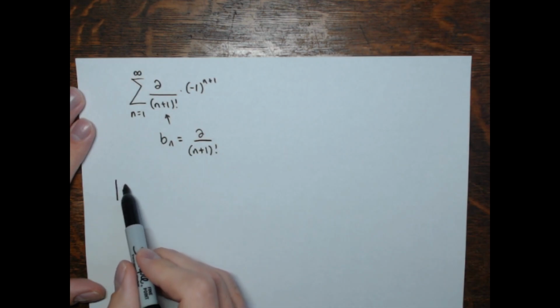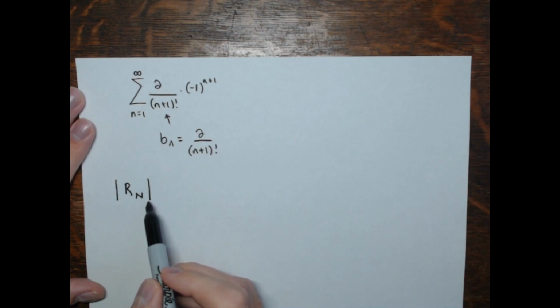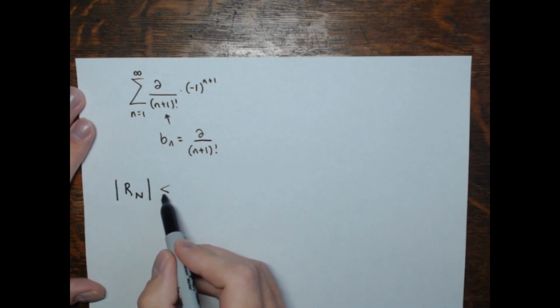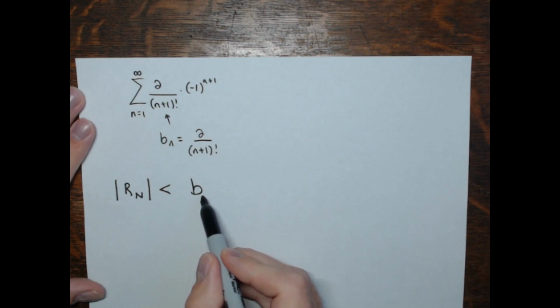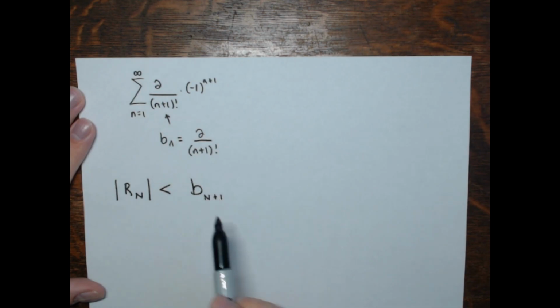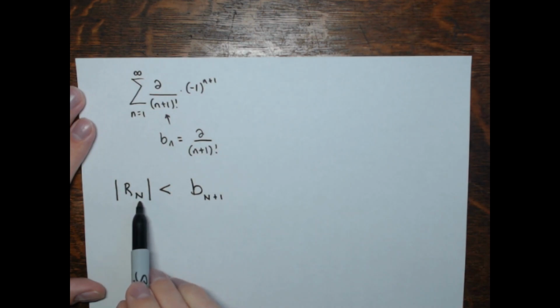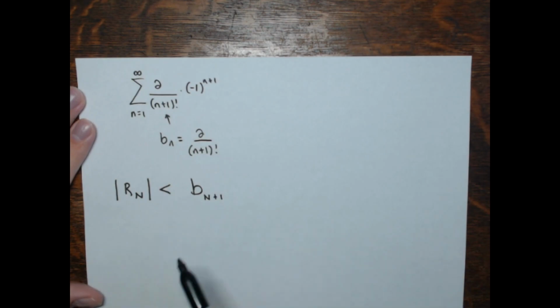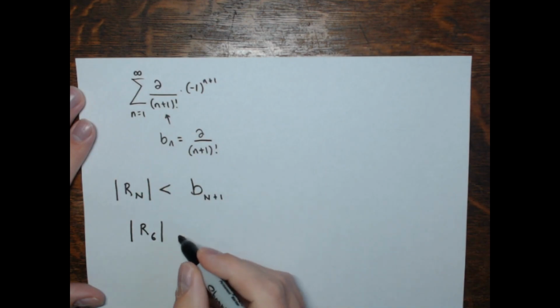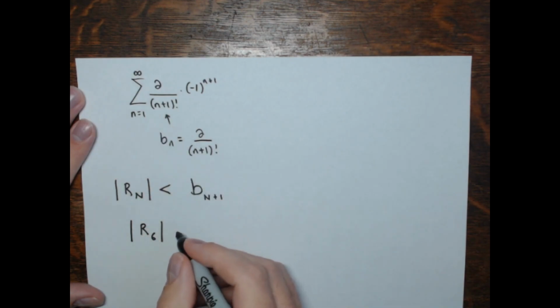And recall from earlier, the absolute error will be less than or equal to, but I'll just say less than, b sub capital N plus 1. After adding the first capital N terms, the error will be less than the absolute value of the next term that you're adding. So they're saying when I add up the first 6 terms, what's the error going to be less than? How accurate is the sum of the first 6 terms of this series going to be?